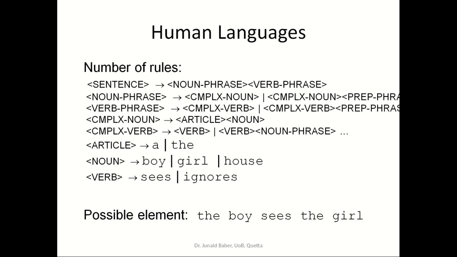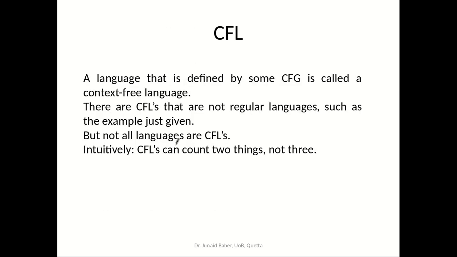And this is an example of a human language, the English language, and some rules are there. Though we have written only a few rules, for English grammar there are so many rules you can define. If you want to check whether 'the boy sees the girl' can be generated from this grammar or not. A language that is defined by some CFG is called a context-free language. There are CFLs that are not regular languages, such as the example just given, but not all languages are CFL. Intuitively, CFL can count two things, not three.